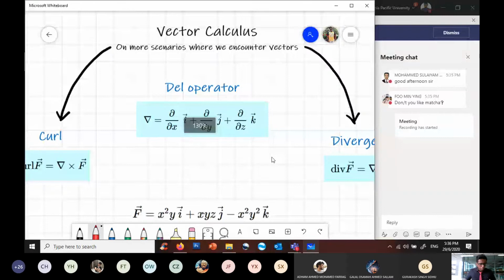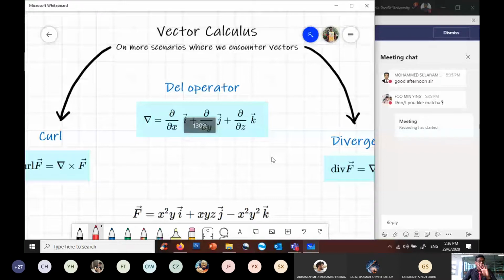Before we go into curl and divergence, I want you to get used to this operator right here. It's called the del operator. I'm not sure whether some other textbooks use other names, but we usually call it the del operator. The del operator is an operator. It doesn't have any value by itself. For example, plus is an operator. Minus is an operator. There's no value for it, but it is an operator between two or more numbers. So that is the meaning of an operator.